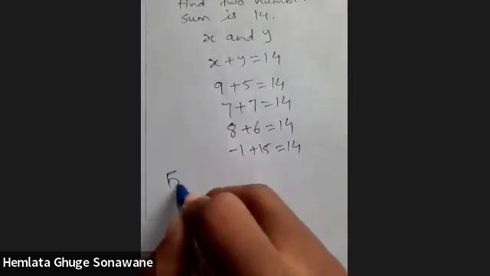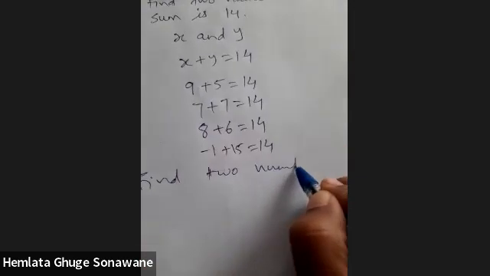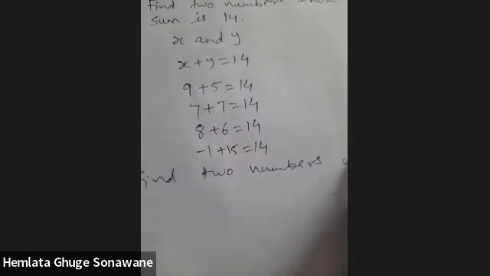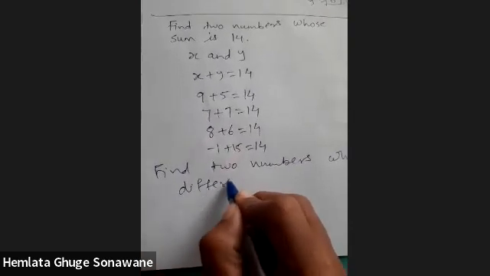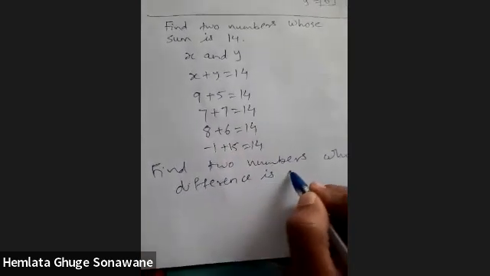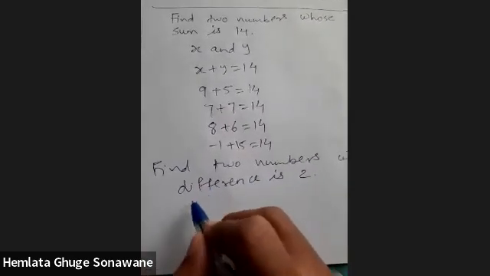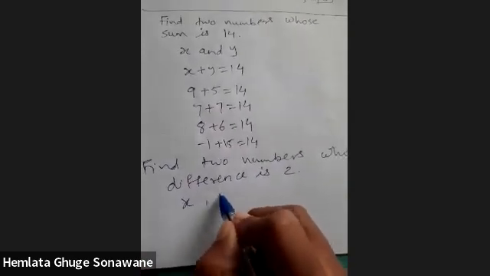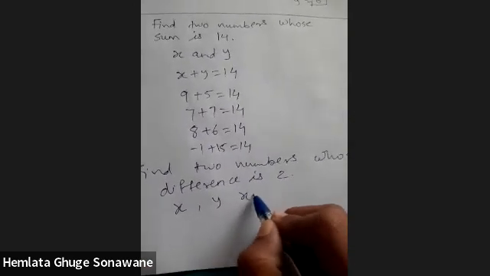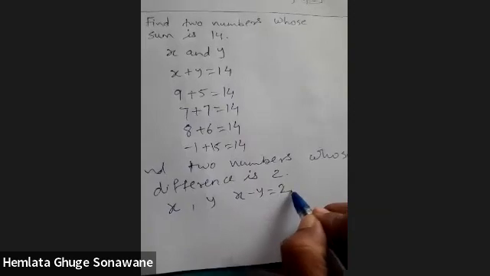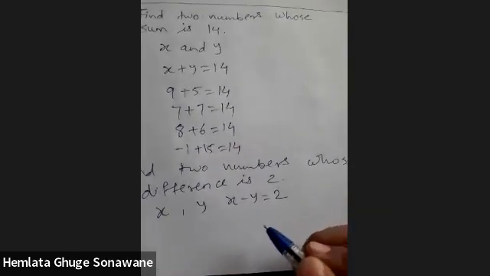We have to find two numbers whose difference is 2. Okay, suppose we'll consider greater number as x and smaller number as y. Then our equation becomes x minus y is equal to 2. Here also you will get so many solutions.